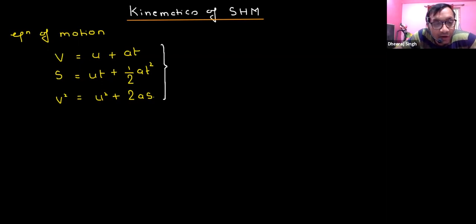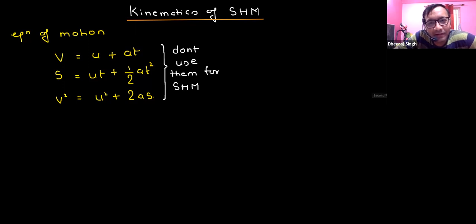We cannot use this. The reason is that acceleration is not constant. These are valid only for constant acceleration. So don't use these. Don't use them for SHM. Don't even think about it. Now, what other option do we have?